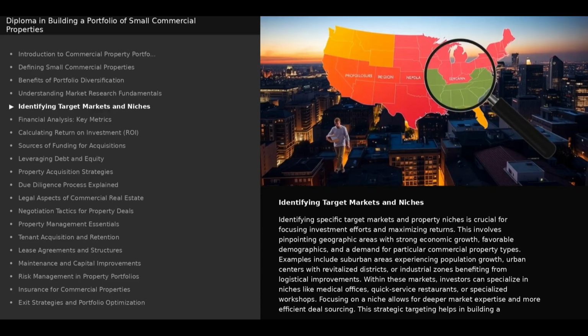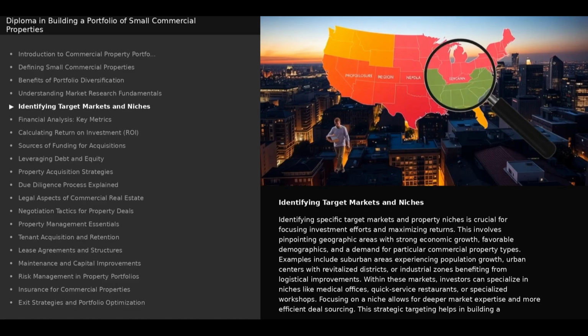Identifying target markets and niches. Identifying specific target markets and property niches is crucial for focusing investment efforts and maximizing returns. This involves pinpointing geographic areas with strong economic growth, favorable demographics, and a demand for particular commercial property types.